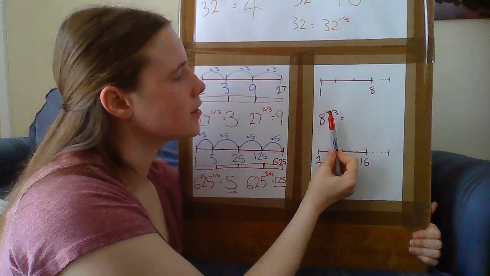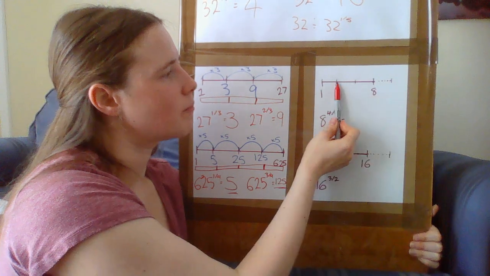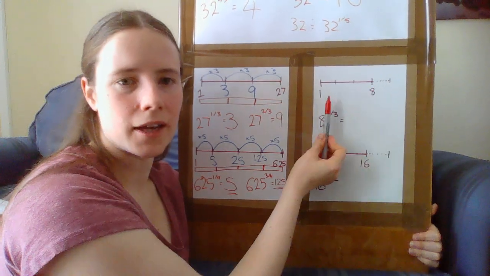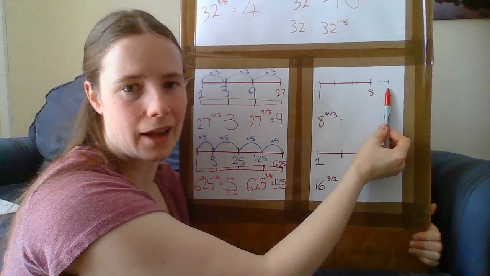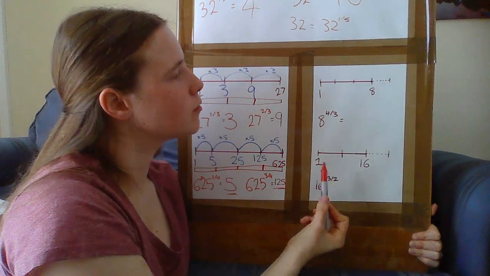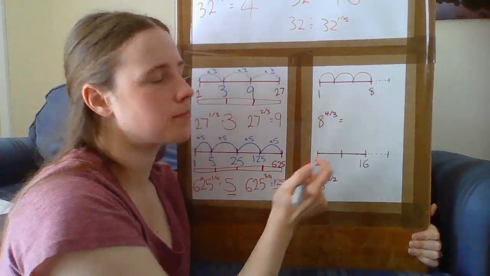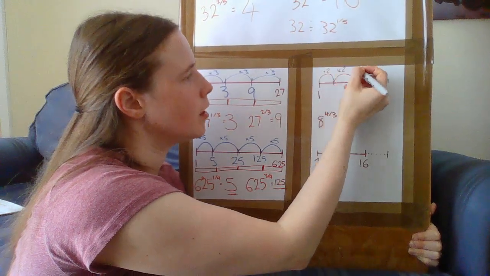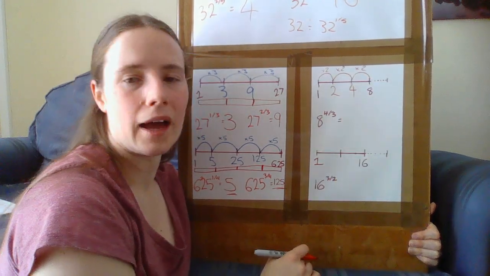So I've got 8 to the 4/3 here. So on my number line, I've got 1 and 8. I've broken it up into thirds. And because I want to go to 4/3, I need an extra third going on after the 8, which I've put here. So first of all, I need to break the gap between 1 and 8 into 3 timesing jumps. That's going to be timesing by 2 each time. So I'm going to have 2, 4, 8.